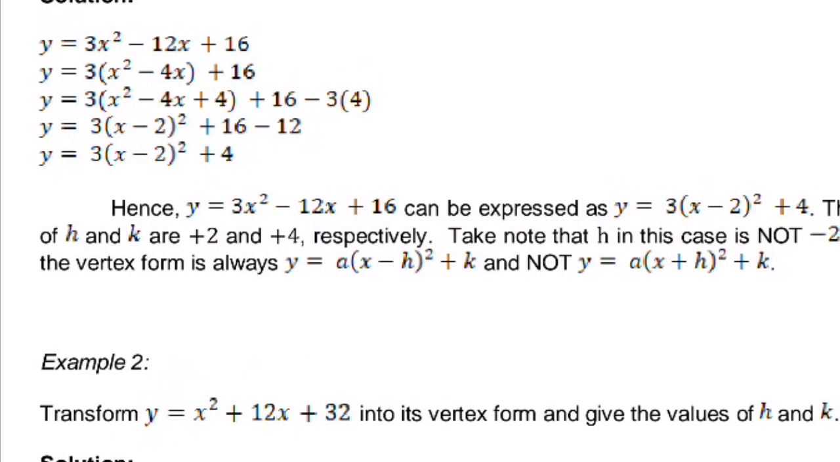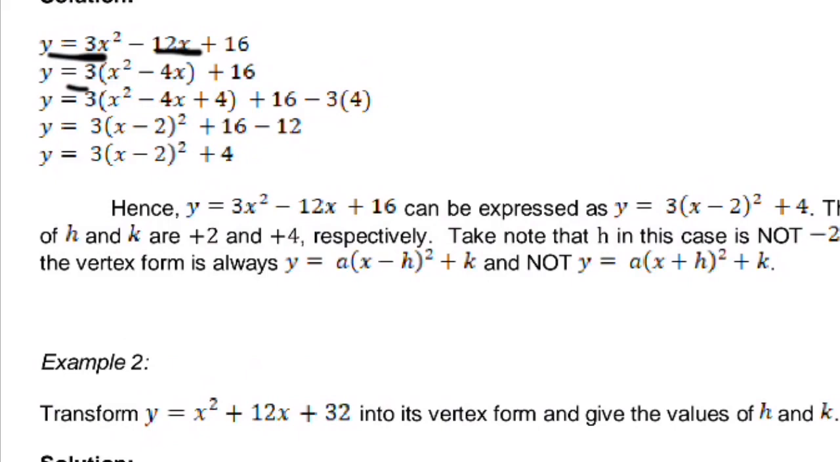Then 3x squared divided by 3 is x squared. So 3 times the quantity of x squared. Then negative 12x divided by 3, that will be negative 4x. So you're just to divide the terms in here with the value of a, 3. Okay, so you have there 3 times the quantity of x squared minus 4x plus 16.